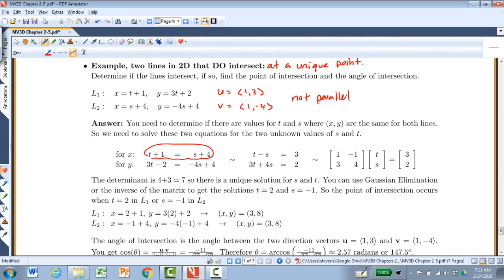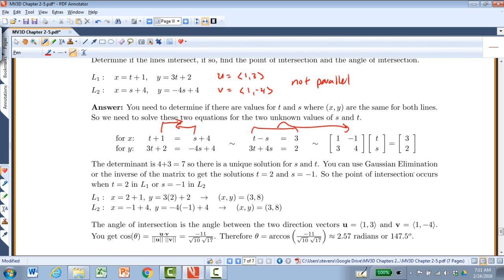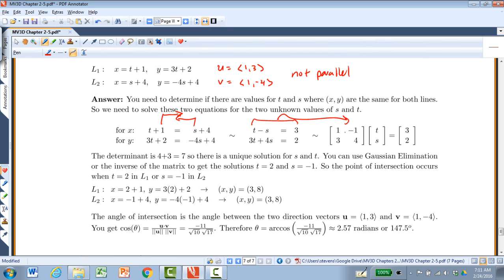So you do the same thing. You set your x's equal to each other, set your y's equal to each other, and then you get all your variables on one side, all your constants on the other. Once you have it in that form, you put it into matrix notation. And the determinant, if you take a look at the determinant here, it's 4 minus negative 3, so it's 4 plus 3, which is 7. So we get a unique solution for S and T. And you can use Gaussian elimination or the inverse, however you want to do it. There is a unique solution. It's easy to find. You get T equals 2 and S equals negative 1.